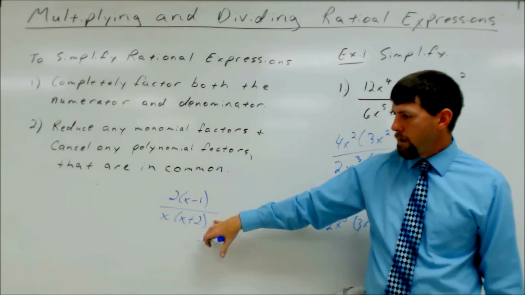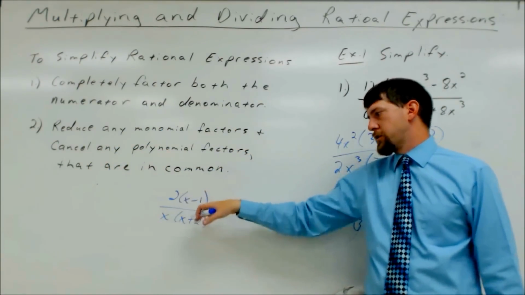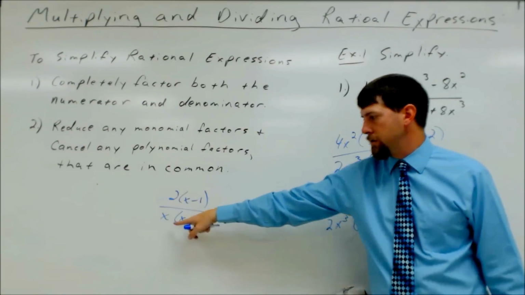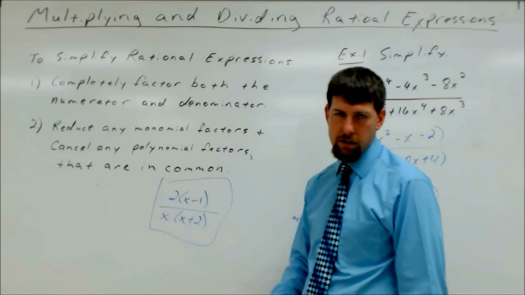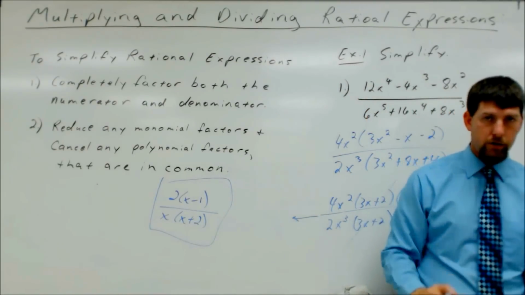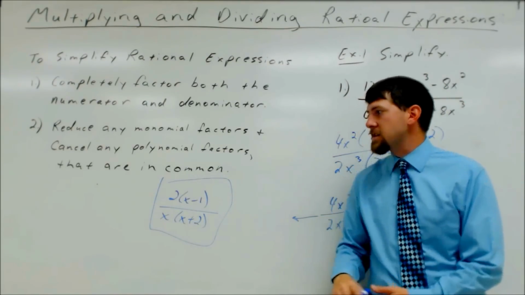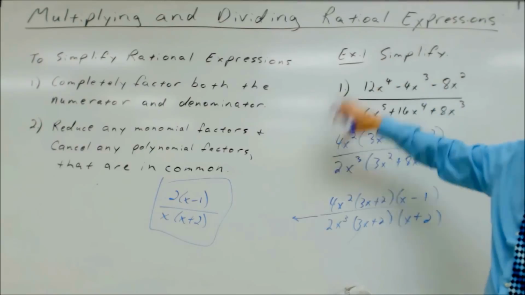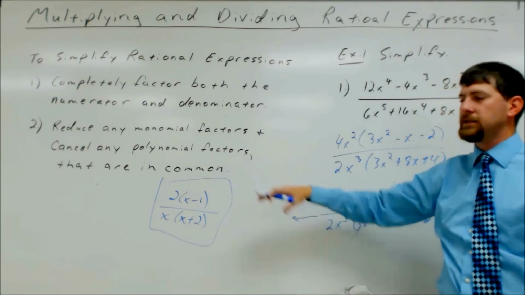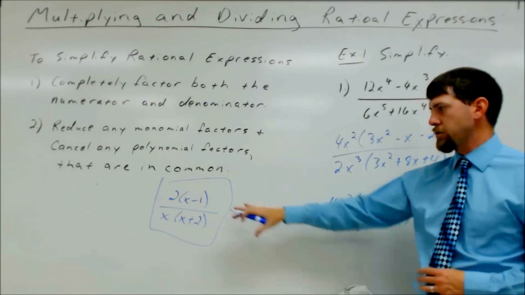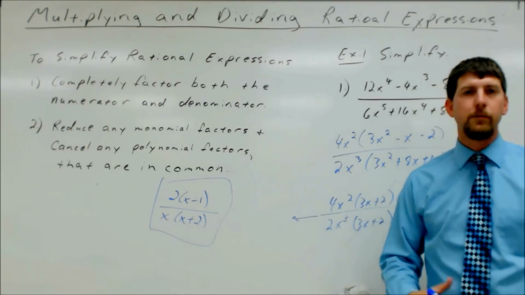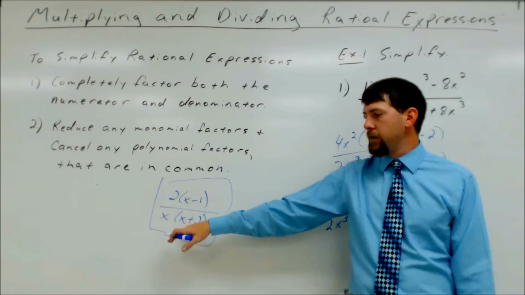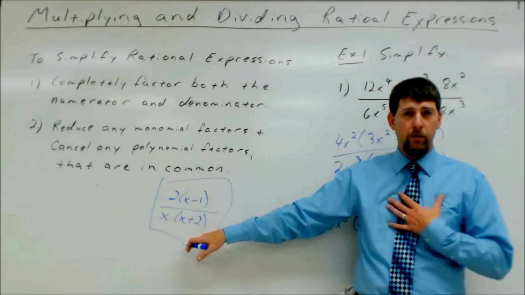Now, whether we leave it as this or we redistribute and do 2x minus 2 over x squared plus 2x, that really just depends on who you're talking to. Keep in mind, this is never a final step in any kind of a math problem. This is usually just an intermediate step, and we're then going to do something with this simplified expression. So leaving it in this form is okay with me.